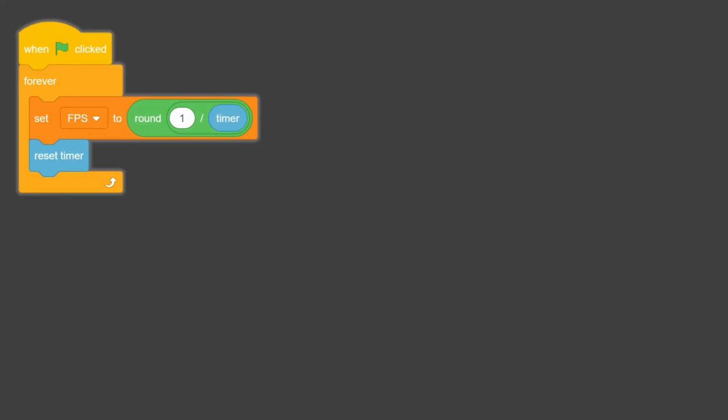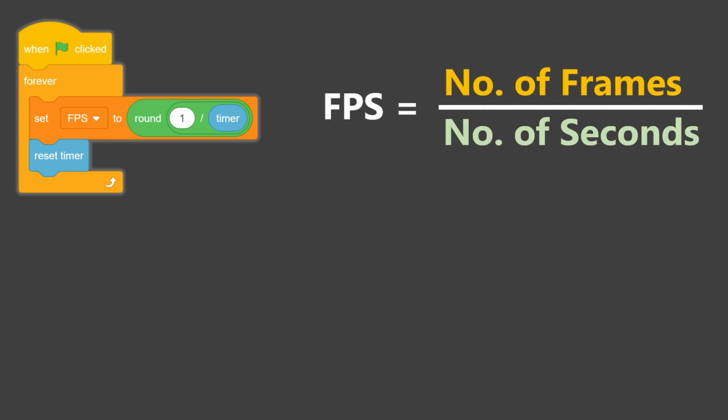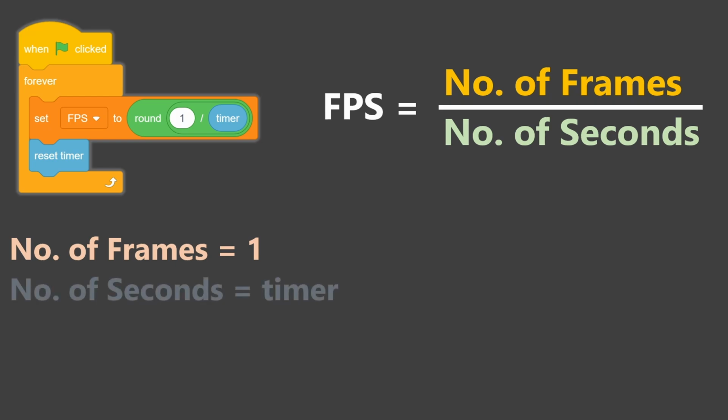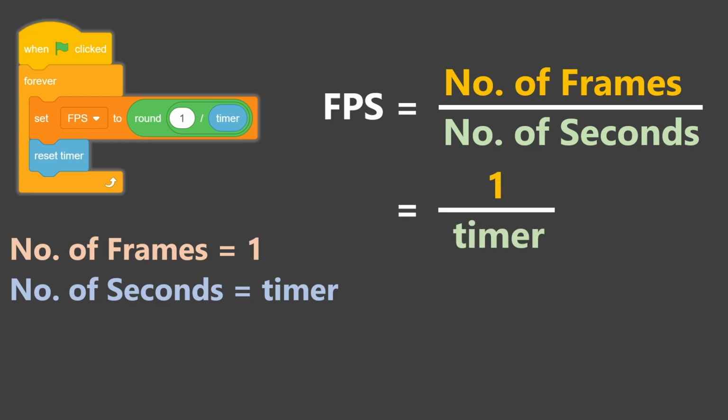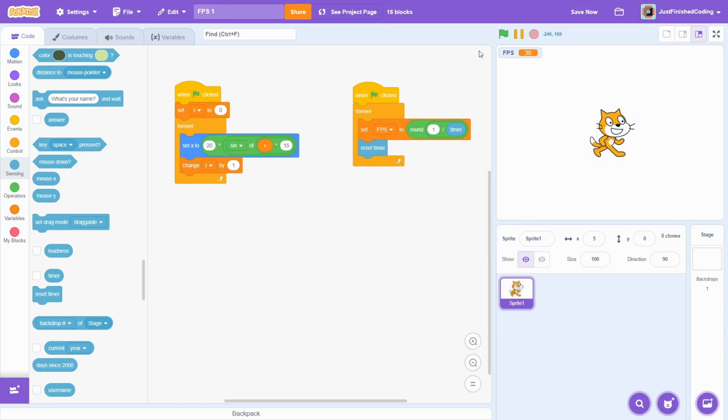So, how does this work? Remember that the variable should measure the number of frames per second. In this loop though, we will pass by only a single frame as there's just one block. Also, since we're resetting the timer before each iteration, the number of seconds for that frame will just be the value of the timer. So just plugging these two values into that formula that we have, we get FPS is equal to 1 divided by the timer. This method is simple and it's pretty easy to include in your projects.